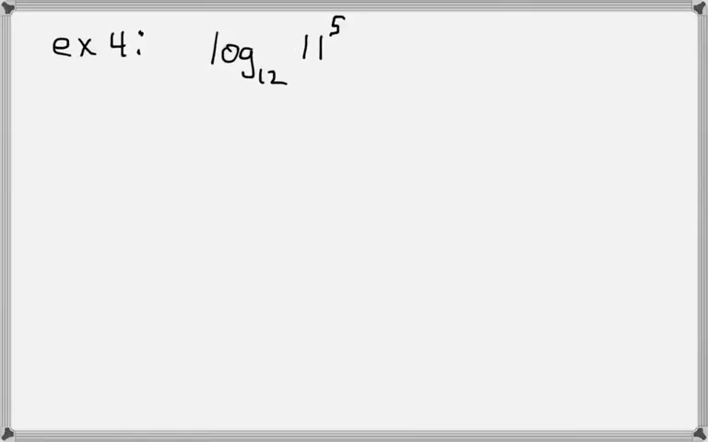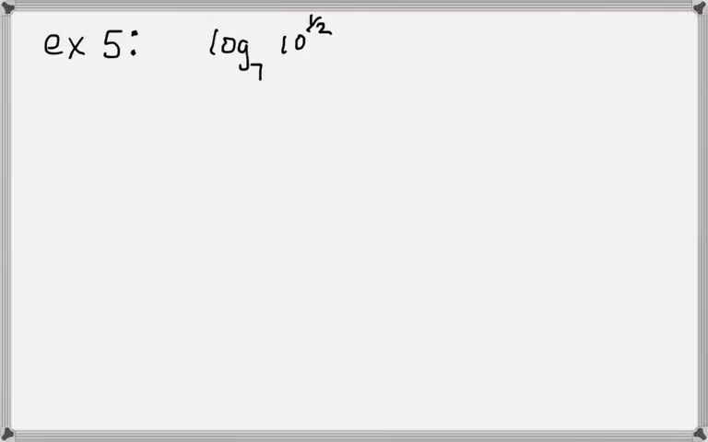Let's look at a fourth example. Here we have log base 12 of 11 raised to the fifth. So again, it matches, so we're going to take that exponent and move it out front as a coefficient. So we have 5 times the log base 12 of 11, and we have our answer. Let's look at example 5.